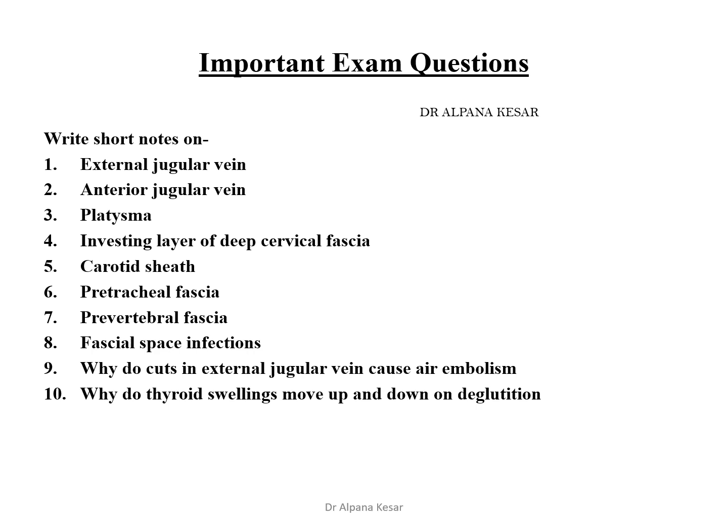Questions that may be asked in the examination from the topic superficial and deep cervical fascia include external jugular vein, anterior jugular vein, platysma, investing layer of deep cervical fascia, carotid sheath, pretracheal fascia, prevertebral fascia, fascial space infections, and anatomical reasons for why cuts in external jugular vein cause air embolism, and why thyroid swellings move up and down on deglutition.